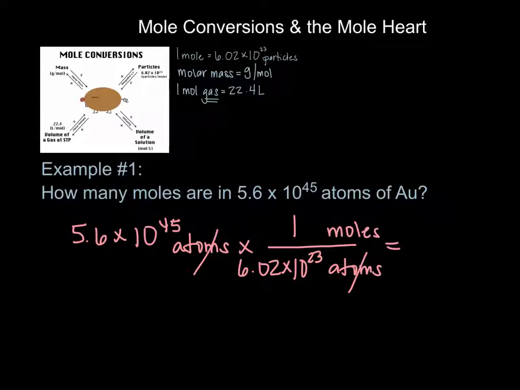My atoms are going to cancel, and my answer is going to be 9.3 times 10 to the 21st moles of gold. So if I have 5.6 times 10 to the 45th atoms of gold, that's the same as having 9.3 times 10 to the 21st moles of gold.